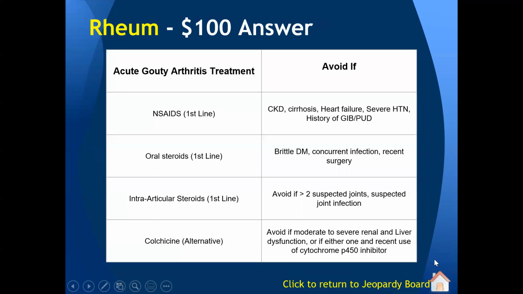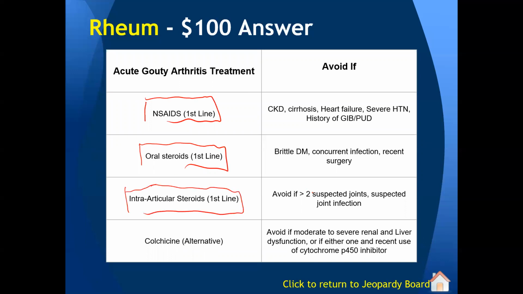It wasn't really 100 questions, to be honest. It's kind of hard. So when you're thinking of gout and how to treat this, it becomes very difficult because a lot of the things that set you up for gout make it pretty much a contraindication for a lot of the treatments for gout. So you really want to look at what the patient's past medical history is, what kind of things are going on with the patient before you think about treatment. So first line is going to be oral NSAIDs, oral steroids, or intra-articular steroids. The reason why we couldn't do intra-articular steroids here is that if you have greater than 2 suspected joints, you can't do it. So this patient had 3 joints, so intra-articular steroids were out.